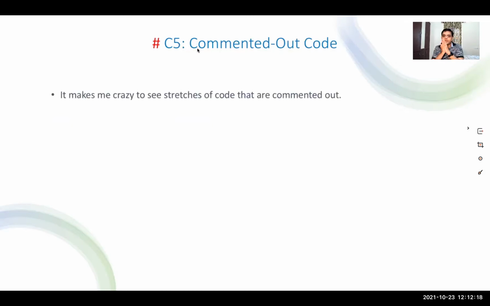And another thing that I have seen in a lot of places: especially in a lot of programs, you see stretches of code that are commented out. I am sure that you have faced this also. You don't know why even a page, 2 pages, 3 pages are commented out. Why are we commenting it out? Any reason?